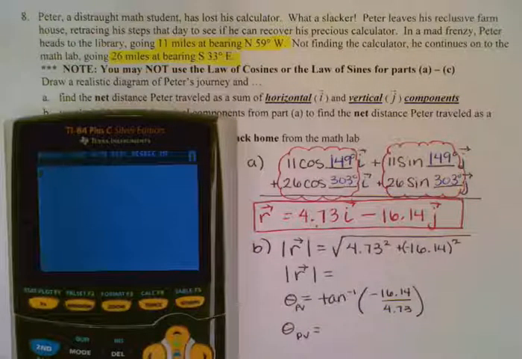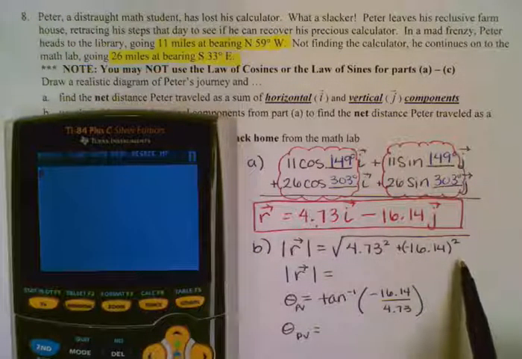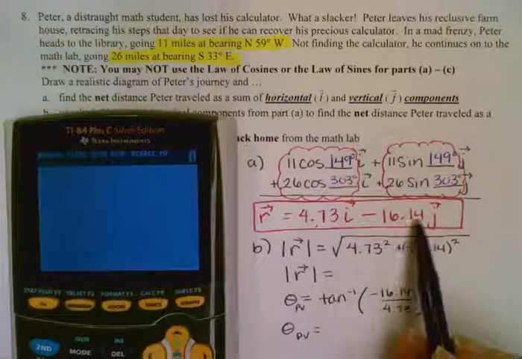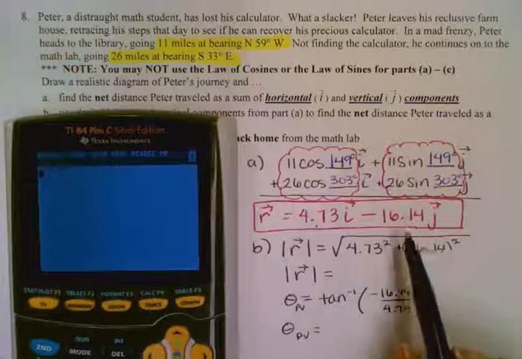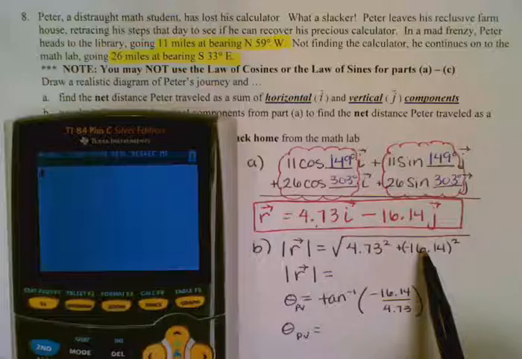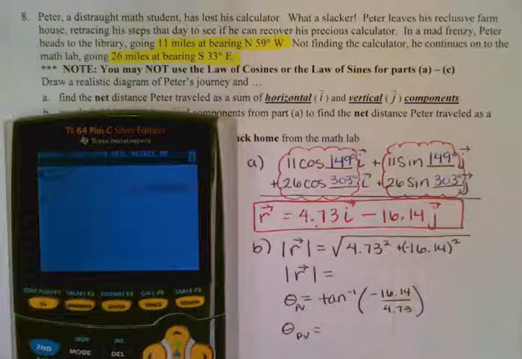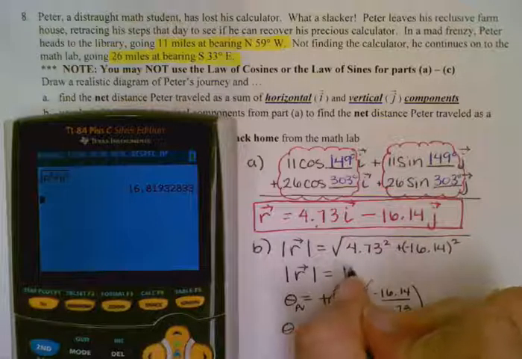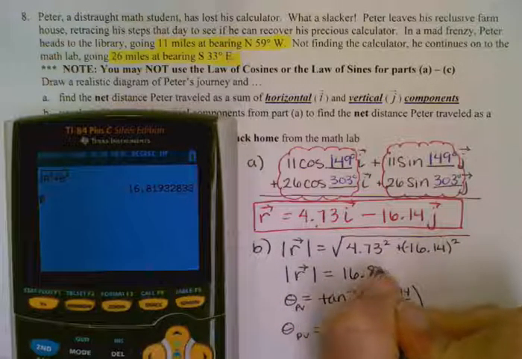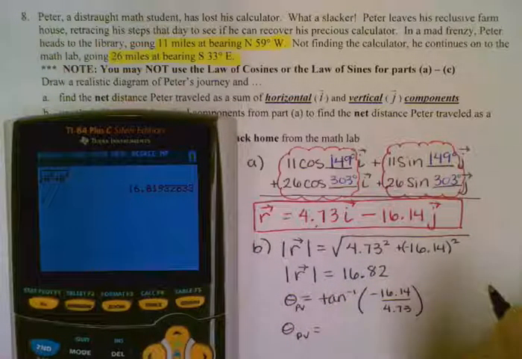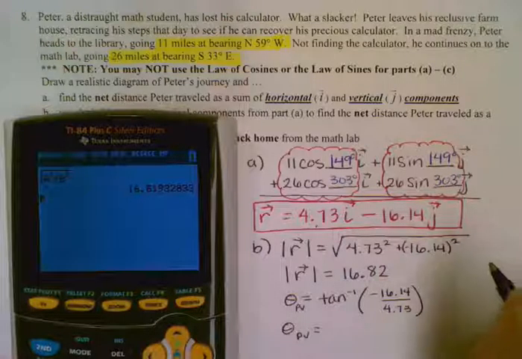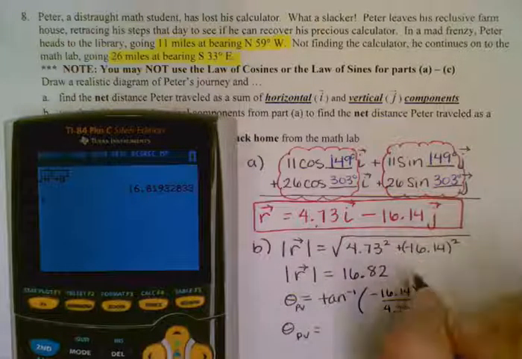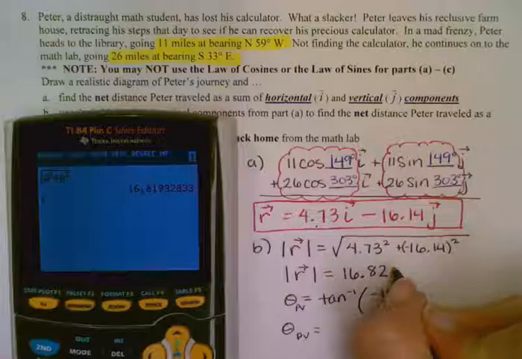Okay, so like I said, for the magnitude, we're going to use the Pythagorean theorem, and we have our two values in here stored in our calculator. So let's use those. So I'm writing on the paper the decimal approximations, but in my calculator, I'm not typing those in. So I get a magnitude of 16.82 approximately, rounding to the nearest hundredths. And remember that this is a distance, and we were given miles to begin with.